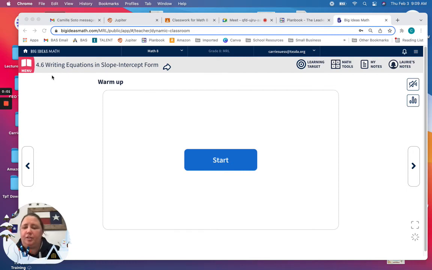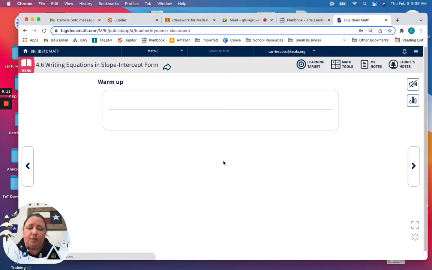8th grade, so you guys are on 4.6. We're going to write equations in slope-intercept form, which is more of what we've been doing. You have a warm-up. Let's see what you have going on here.